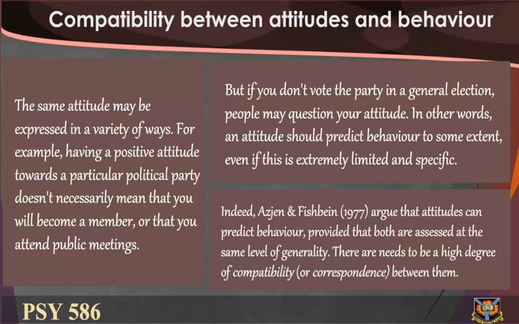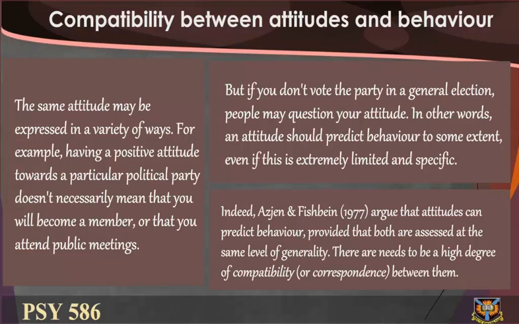Compatibility between attitudes and behavior. The same attitude may be expressed in a variety of ways. For example, having a positive attitude towards a particular political party doesn't necessarily mean that you will become a member or that you attend public meetings. But if you don't vote for the party in a general election, people may question your attitude. In other words, an attitude should predict behavior to some extent, even if this is extremely limited and specific.